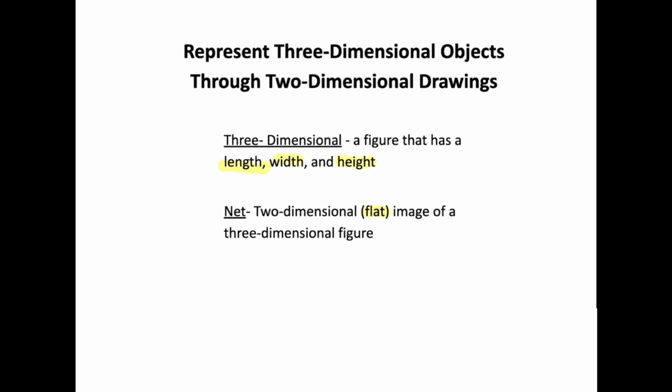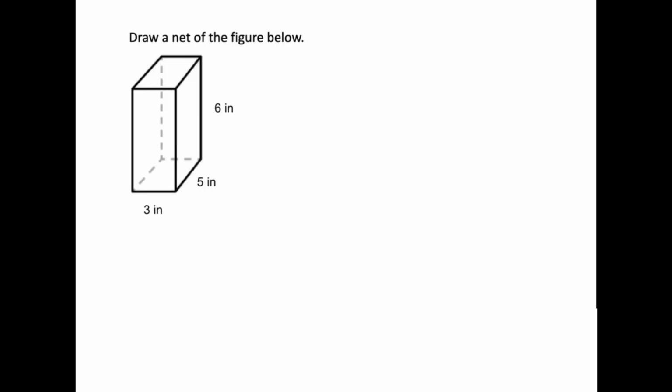Let's go through finding the net of several three-dimensional figures. We're going to start with a rectangular prism. In a rectangular prism, all of the faces are rectangles. Let's start with this one on the front. The rectangle on the front is long and skinny, so I'm going to draw a long and skinny rectangle. The long side of that rectangle is 6 inches, and the shorter side is 3 inches.